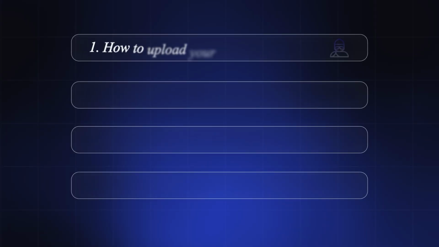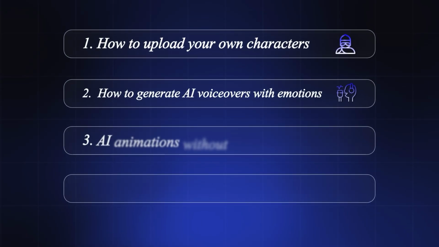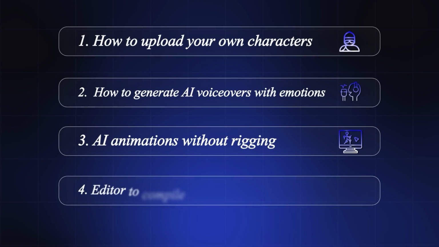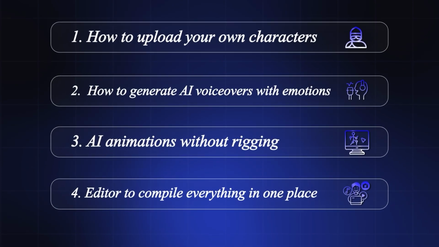In today's video, I will explain all the features in detail which are available on Autodraft AI, like AI backgrounds with layers using reference images, sketches, storyboards, AI characters as in text to animated characters, and much more. How to upload your own character, how to generate AI voiceovers with emotions, AI animations without rigging, an editor to compile everything in one place with expression, lip syncs, and many more controls related to animation.